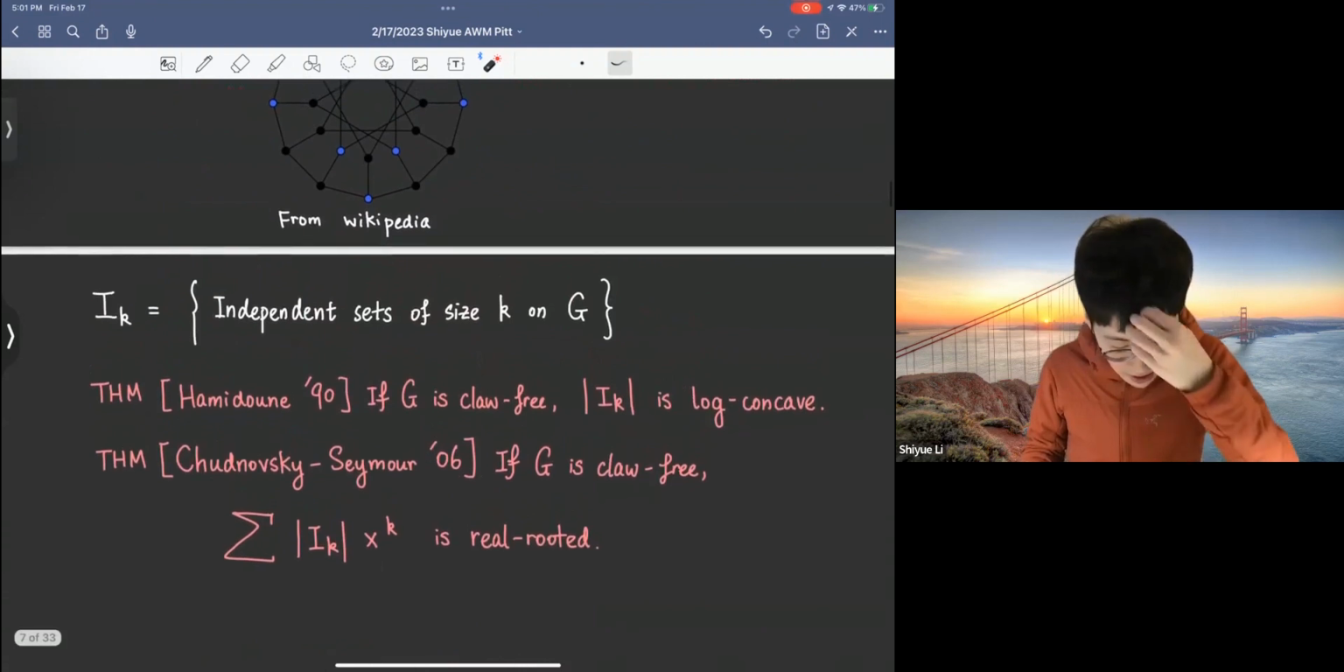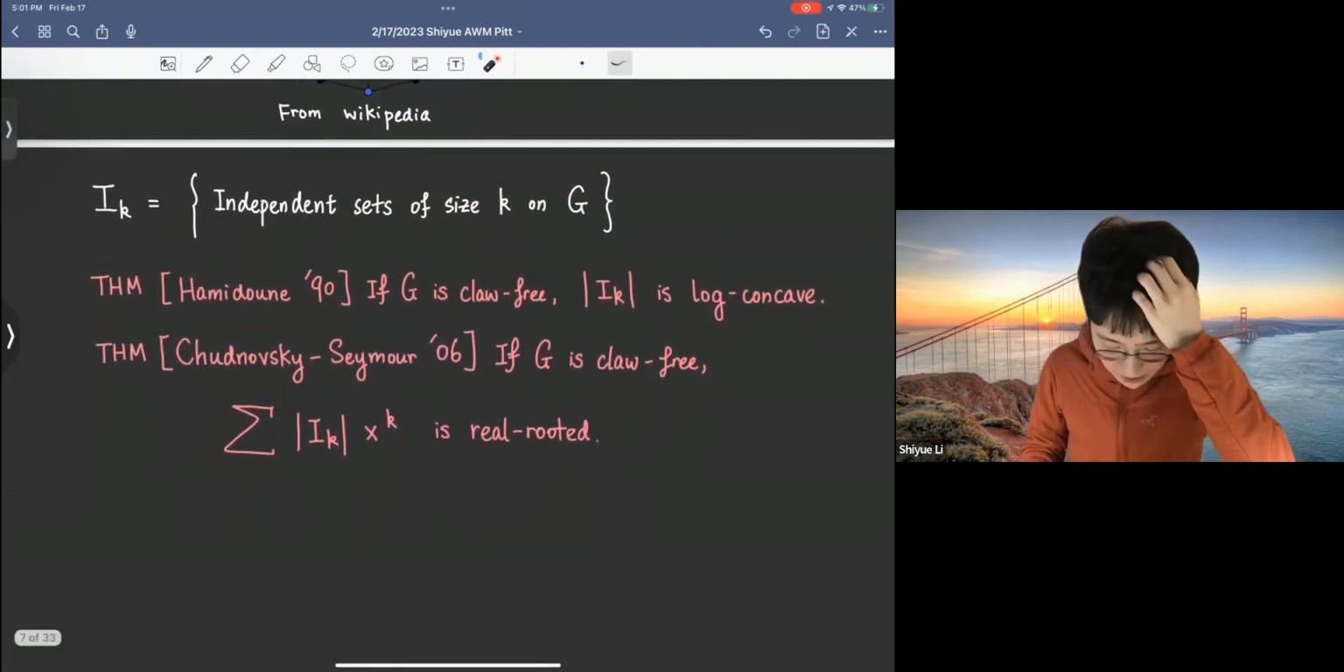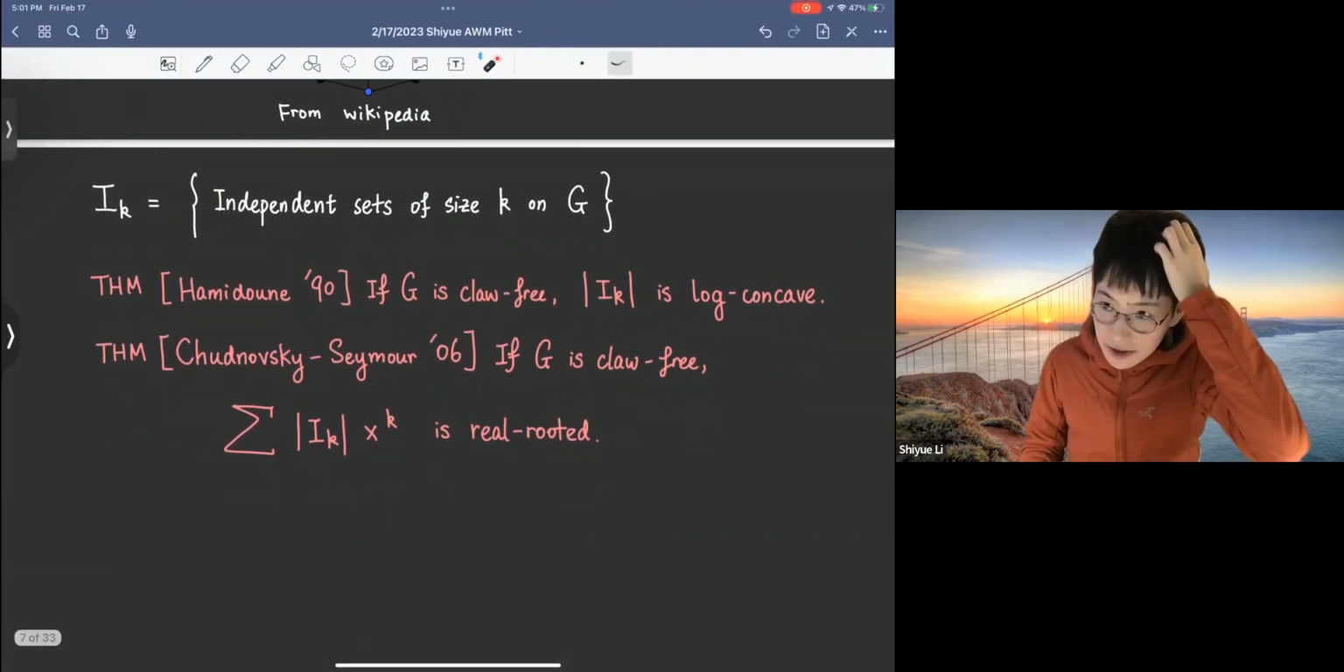Okay, so I've been talking for like 10 minutes more, but so far we haven't talked about equivariance.